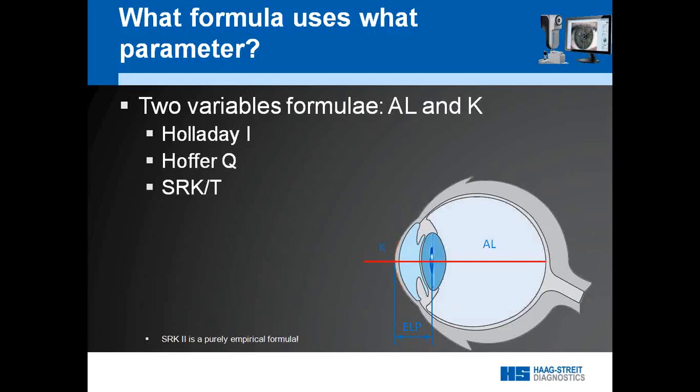The same is true with the K readings. A steep K does not necessarily lead to a very deep anterior chamber, and flat Ks also not necessarily to a shallow one. And that's the limitation we have here.